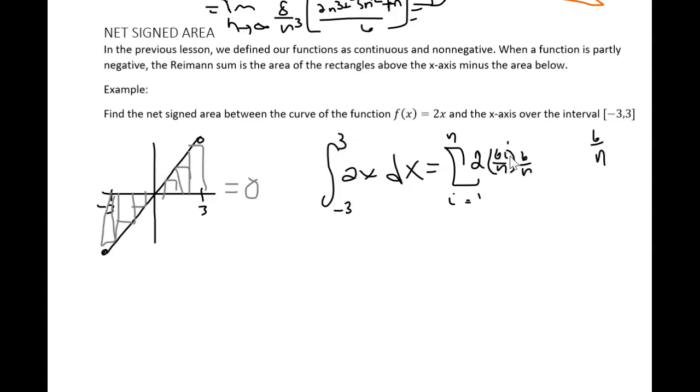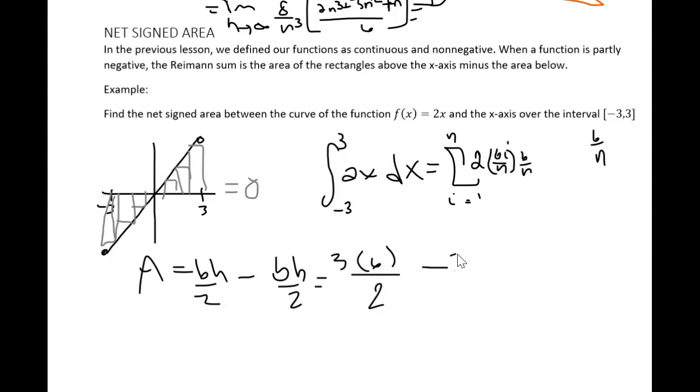But because these are right triangles, we can just use the area formula. A equals bh. And so in this specific example, we've got a base of 3, a height of 6, and then we've got another base of 3 and another height of 6. And so that gives us a net signed area of 0.